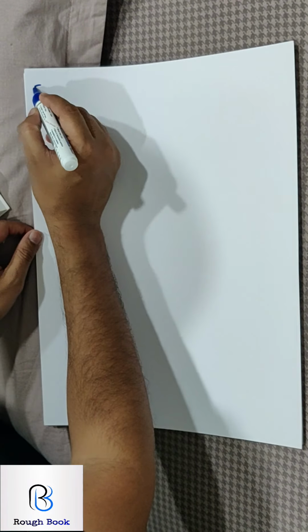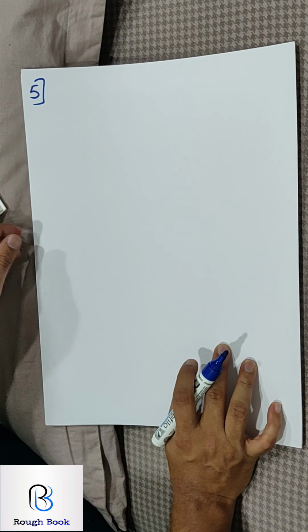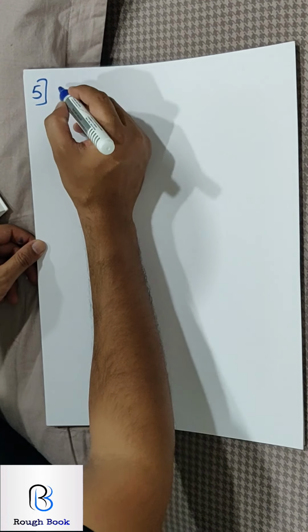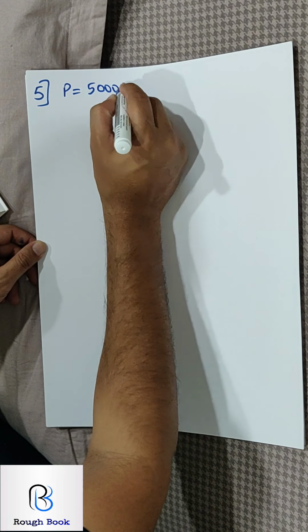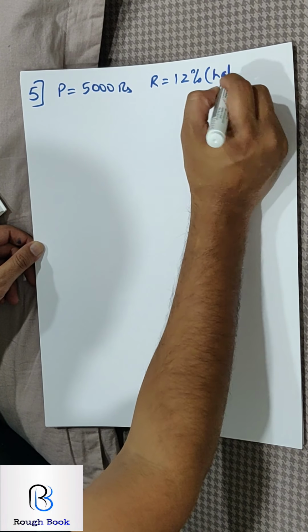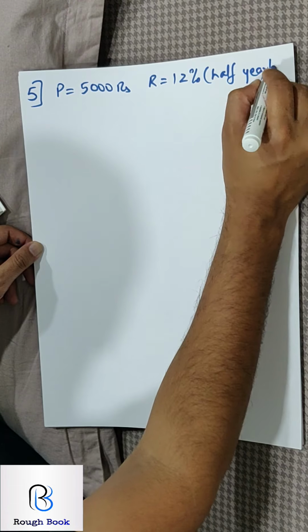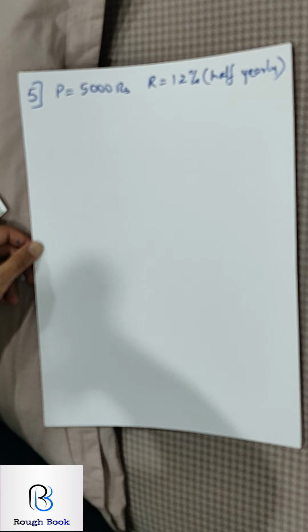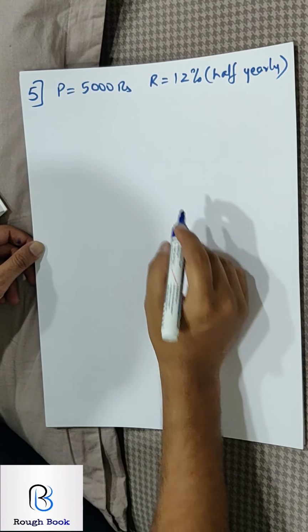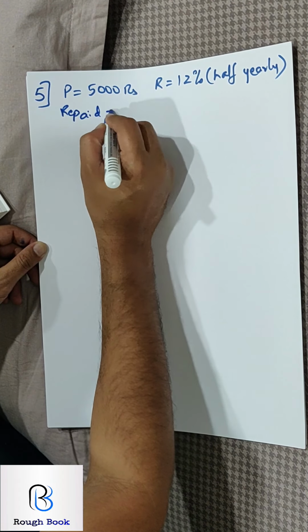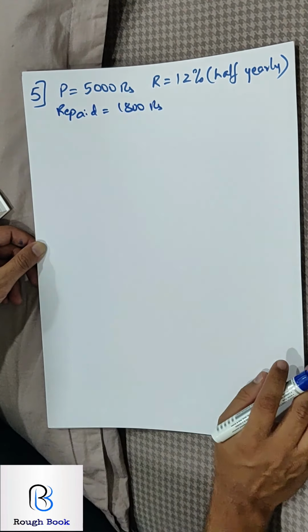I want you to start with sum number 5. Come on, go ahead. Read the question, see what you follow. A man borrows 5,000 at 12% compound interest payable every 6 months. Remember 6 months, okay? So principal is 5,000, rate is 12%, but payable half yearly. So 6 months is half yearly. Further, he repays 1,800 at the end of every 6 months. So at the end of the 6 months, amount being repaid, so repayment has been made, is rupees 1,800.